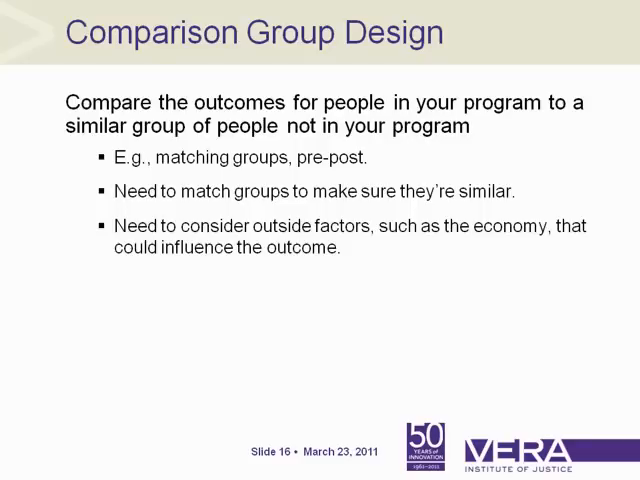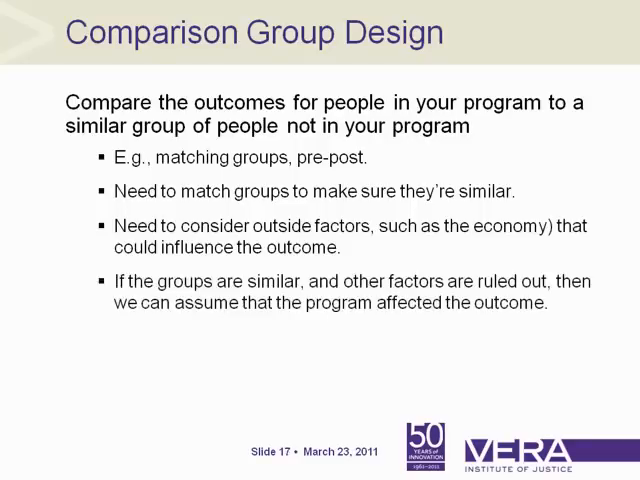The trick here is to make sure that those groups are similar so that it's not their individual characteristics such as education or motivation levels that are contributing to their success, but it's the program. You also have to consider some outside factors, for example, crime rates or employment rates or the economy that might affect the outcome. But if you are able to find two groups, program group and comparison group, that are very similar, and you could do that using some statistical techniques, and you consider the other factors, but you see differences in outcomes between the program group and the comparison group, then you can assume that the program indeed had an impact on the outcomes.